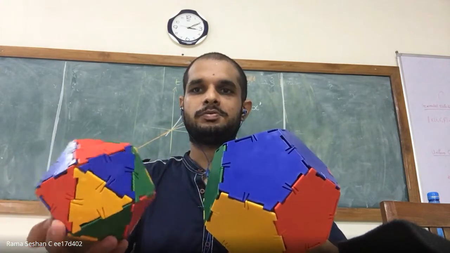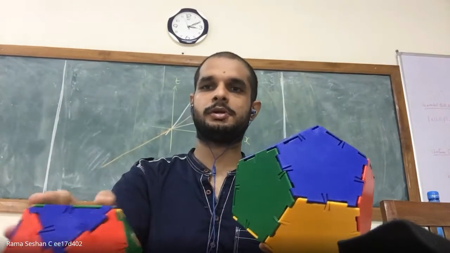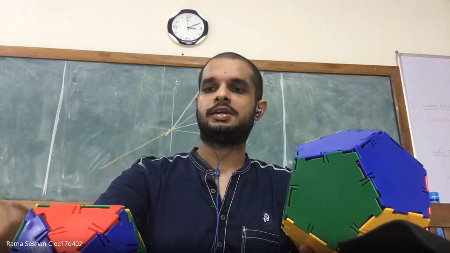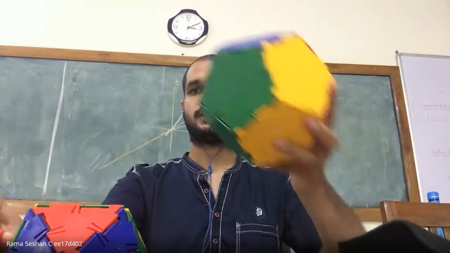So what are they made up of? The faces. The tetrahedron is made up of equilateral triangles. The octahedron is also made up of equilateral triangles. The icosahedron is also made up of equilateral triangles. And the cube is made up of squares, and the dodecahedron is made of pentagons.